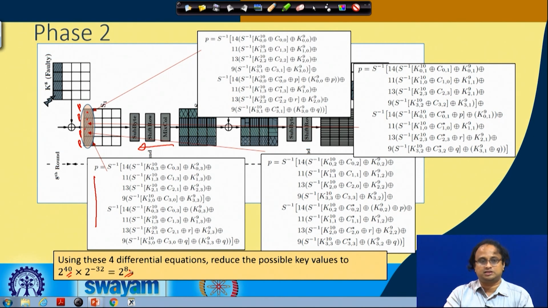So again, just as with the DFA on the AES data path, you see that with a single fault you are still able to reduce the AES key size to only 2 power of 8 values. Okay, so this essentially explains how you can do the attack.